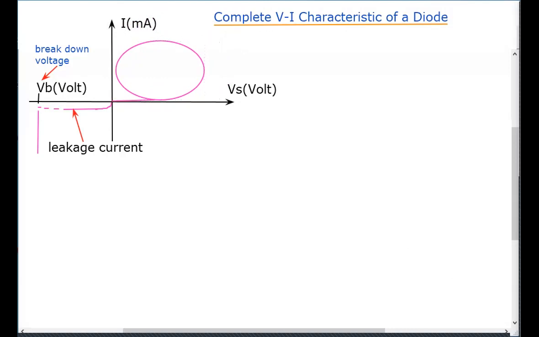Right. Now combine these two and draw the complete VI characteristic. Start there, Lamai. You should draw a separate graph, right? Do not edit the previous one. You should draw a separate graph for the complete VI characteristic. Start.